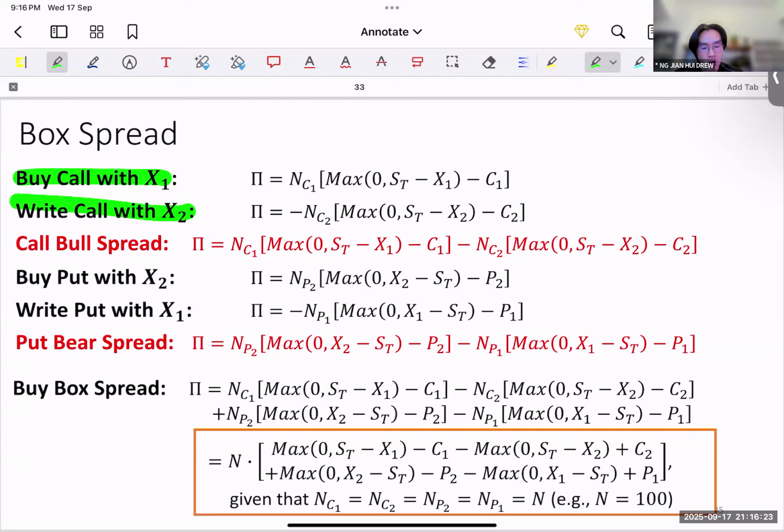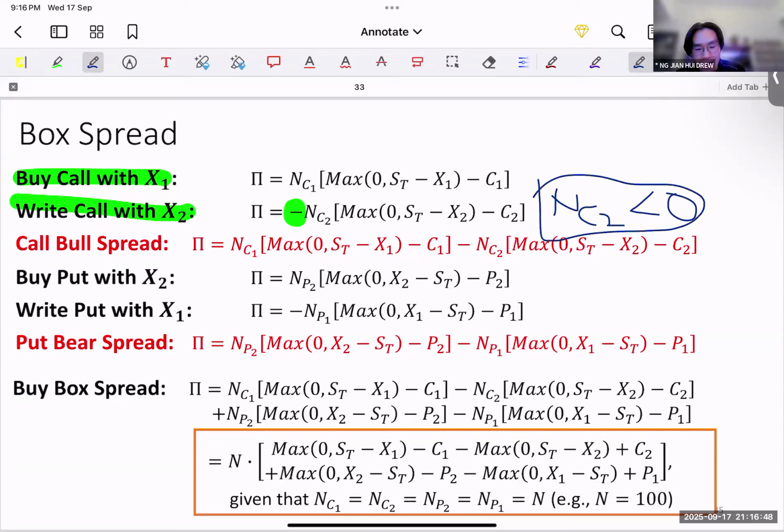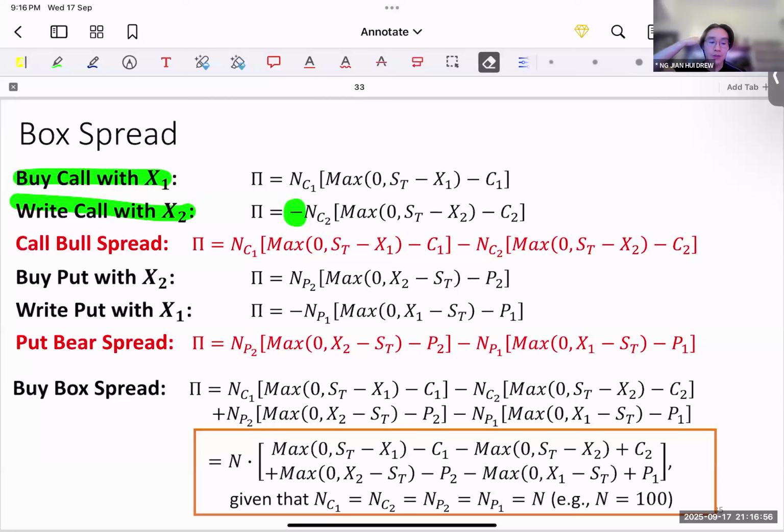Now, when you write a call, in your existing slide, if you did not download it just for today's lesson, there'll be no negative here. But then they mentioned something like this, NC2 is less than zero, meaning it's a negative value. It's not wrong, just that I feel you might not notice this part here, so I deleted it. And if you download the slide just before the lesson, you will see these changes, right?